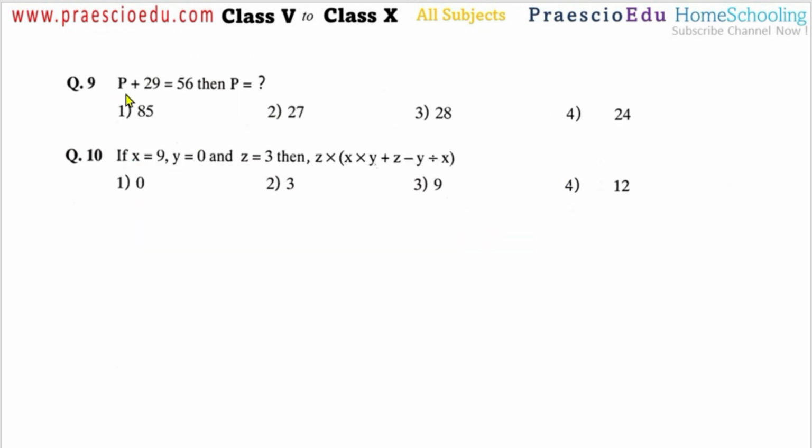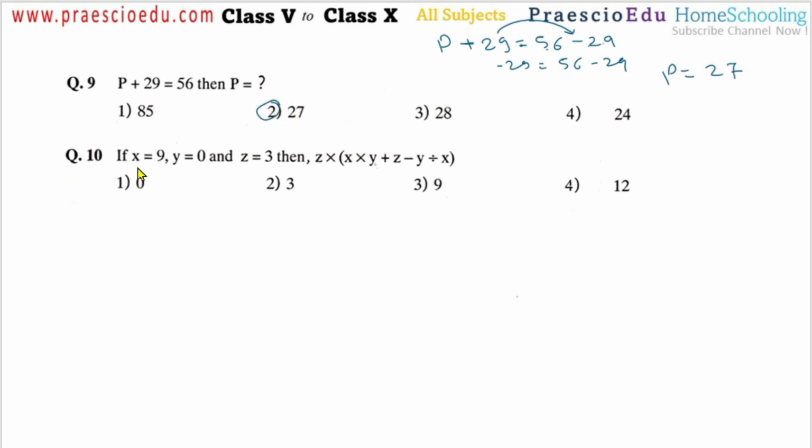Then question number 9. P plus 29 is equal to 56. Then P is equal to how much? Now P is a variable, so P plus 29 is equal to 56. So either of two options we can do. Either on both sides we subtract 29, so P equals 56 minus 29, or we can say this 29 is an addition here, so it will shift to the other side, means it will be subtracted. So P is equal to 56 minus 29, and that is 27. So option number 2 is correct.